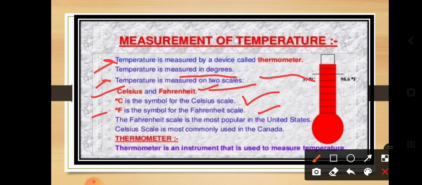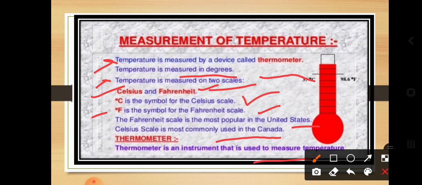Okay. So the Fahrenheit scale is the most popular in the United States. Celsius scale is the most used in Canada as well as India. Okay, so these are some basic information about the measurement of temperature. Thermometer is an instrument that is used to measure the temperature. The question can be asked, how can we use a thermometer to measure the temperature? So dear students, the thermometer concept we are going to discuss in the next class in a brief manner.